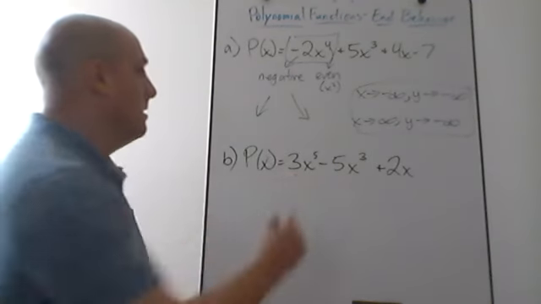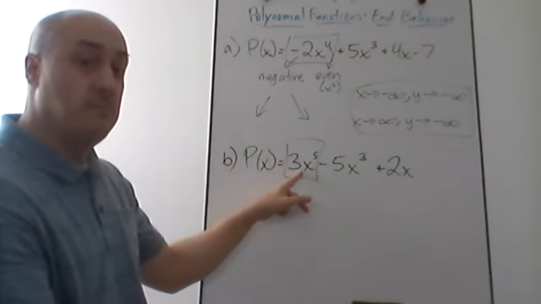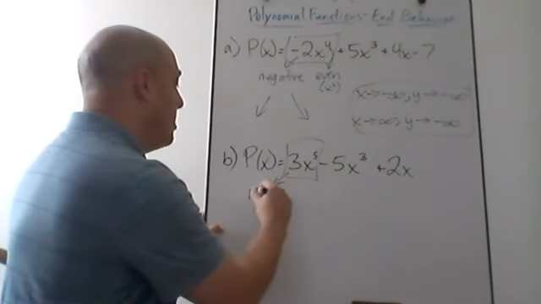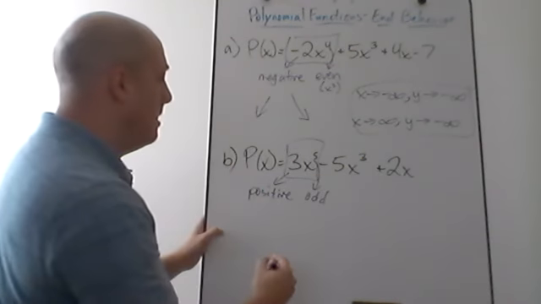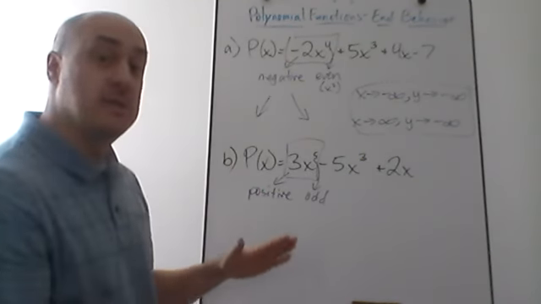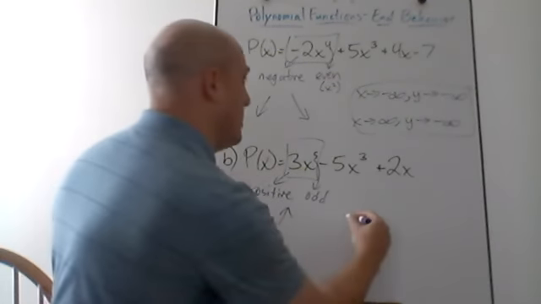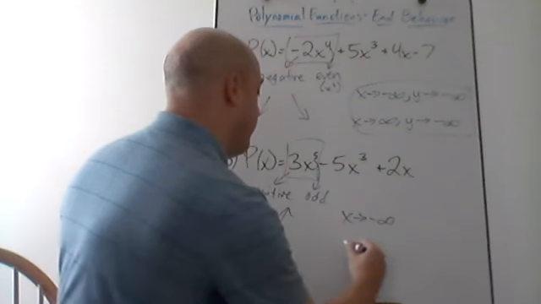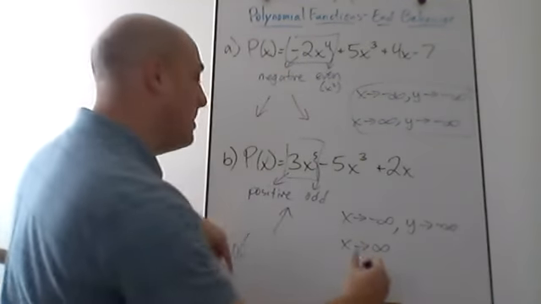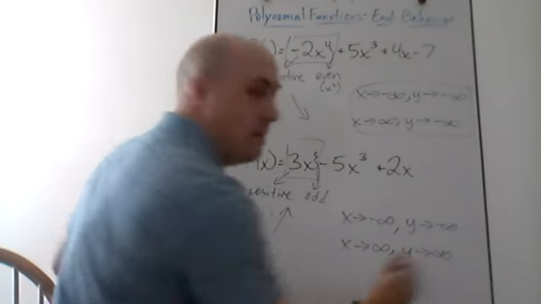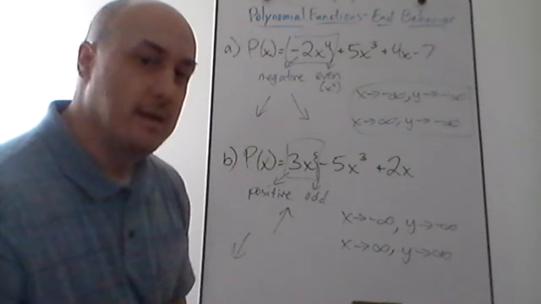All right, next one here, p of x equals 3x to the fifth minus 5x to the third plus 2x. Leading term, 3x to the fifth. Positive leading coefficient, and an odd degree, right? 5 is an odd number, right? So positive odd, well, odd degree is like a linear function, and a positive slope is going up like this. So the left side is down, the right side is up. So as x approaches negative infinity, on the left side, y is going down, so y approaches negative infinity. On the right side, as x approaches positive infinity, y is approaching positive infinity, because on the right, the graph is going up. There's our end behavior.